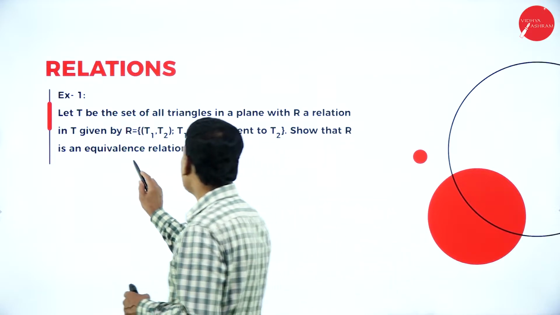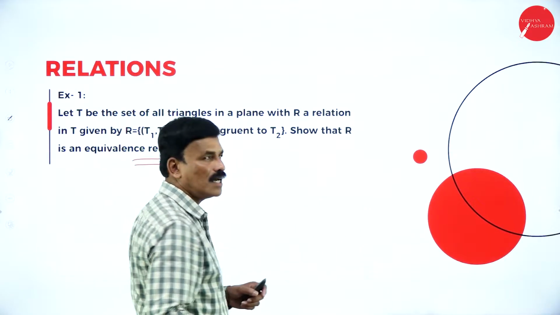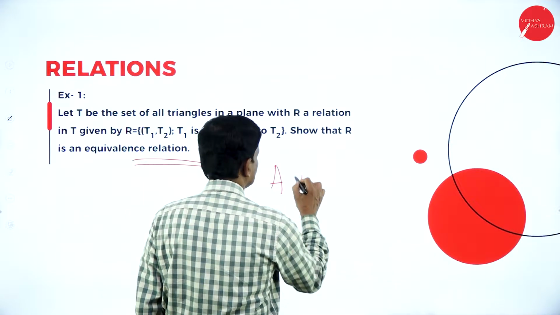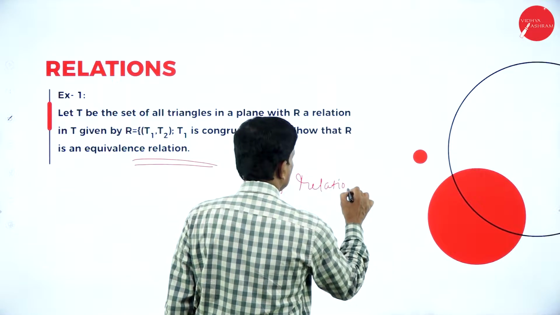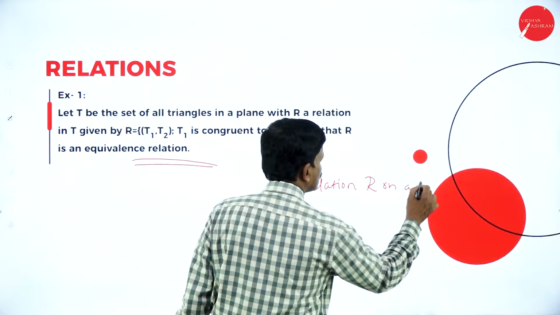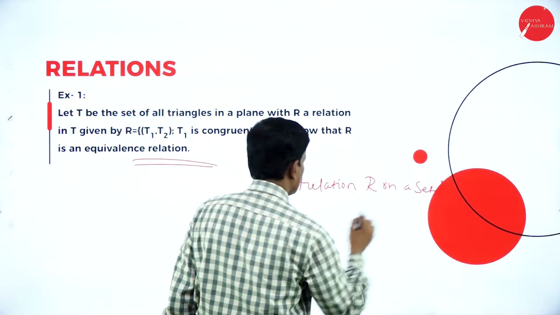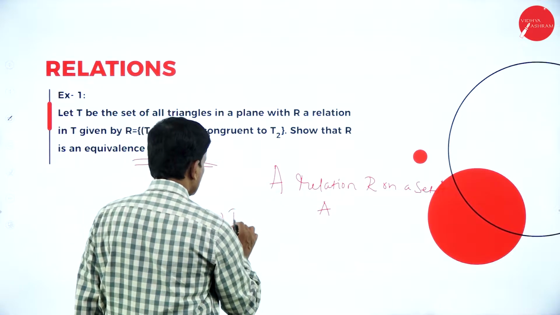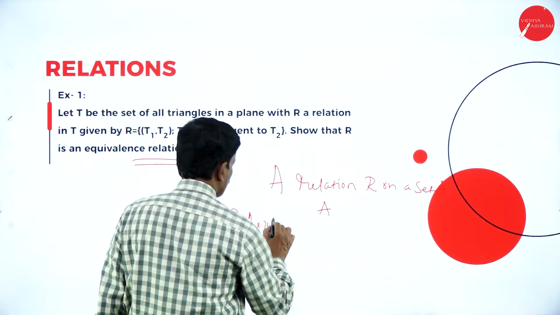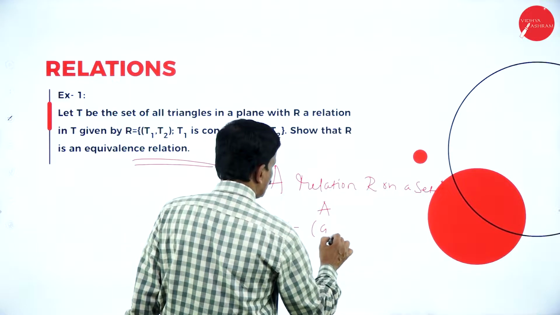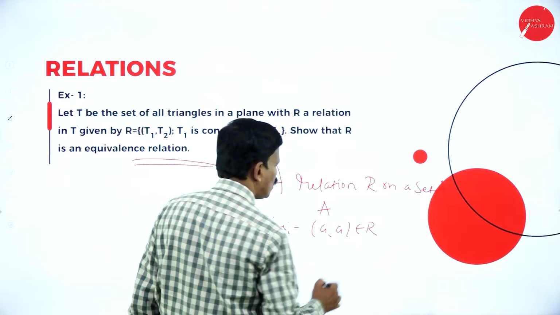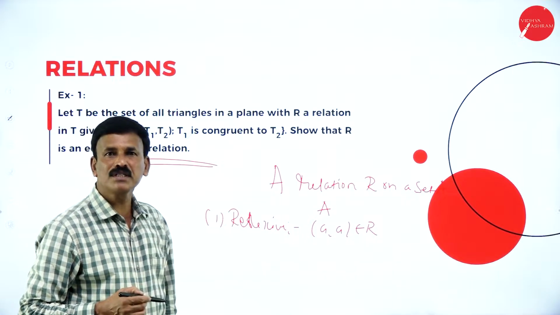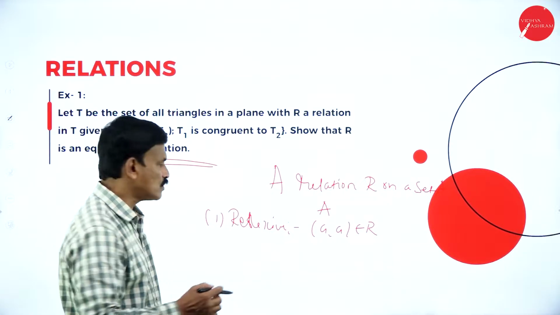What is to be proved here? R is an equivalence relation. As I told, what is an equivalence relation? A relation R on a set A is called an equivalence relation if it is reflexive. What is reflexive? For all a belonging to the set A, (a, a) belongs to R. That is, (b, b) belongs to R. This is reflexive.